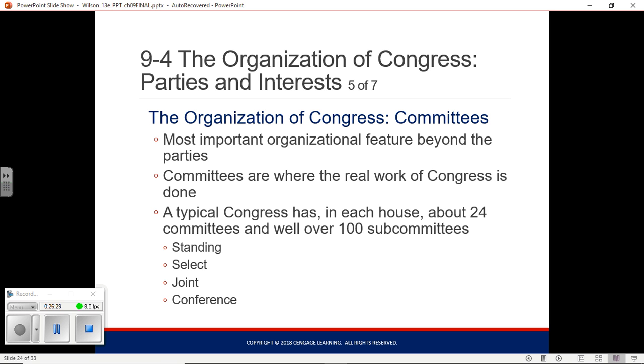There are 3 types of committees. Primarily, I know you're like, there are 4 bullet points. Ignore this one. There are standing committees. These are permanent bodies with specific responsibilities. Budget, Veterans Affairs. I'm going to actually pull up a list here in a moment.